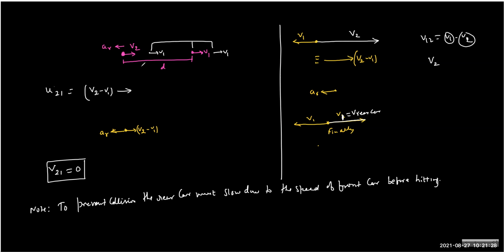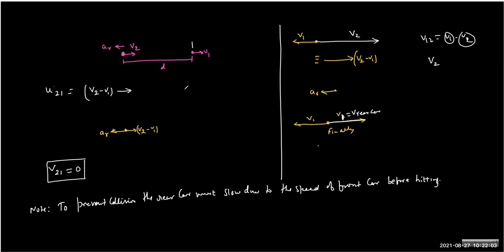See, we are applying the brake in the rear car, so it will slow down, and its speed will decrease. So I'm saying decrease the speed of your car till it becomes equal to the front car. Then there is no question of collision, isn't it? Understood? Good. So can we say the final relative velocity of the two cars is 0?